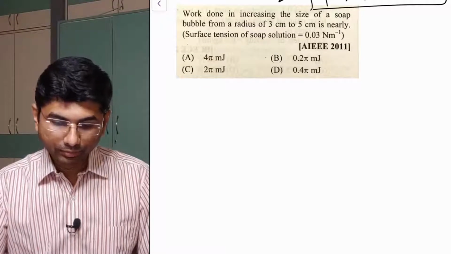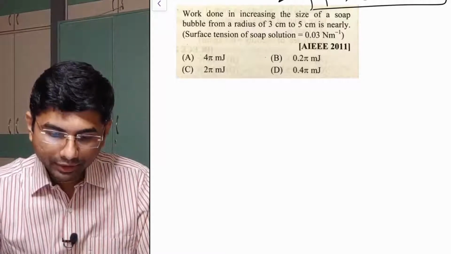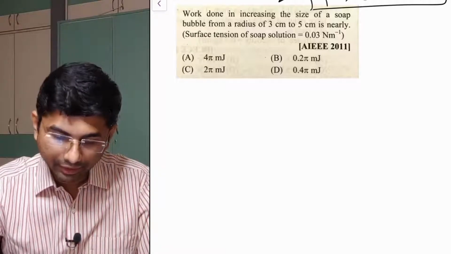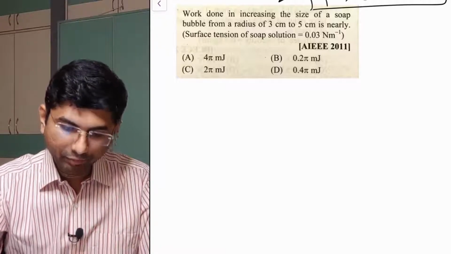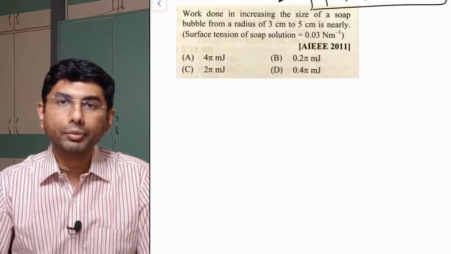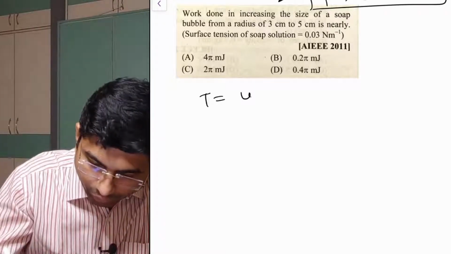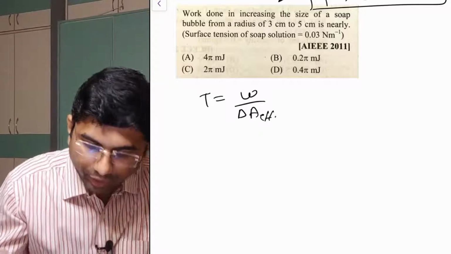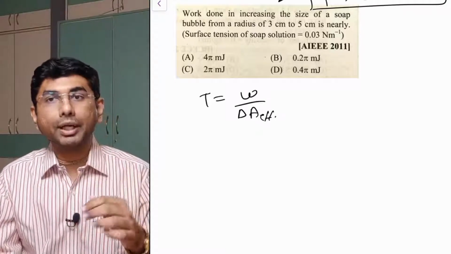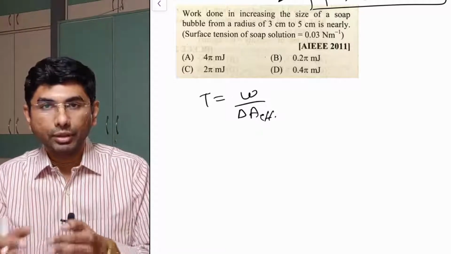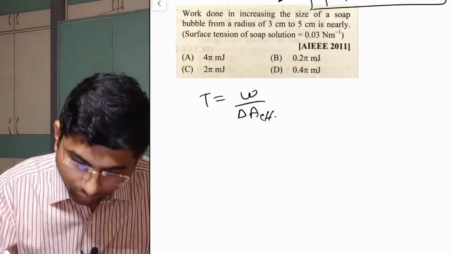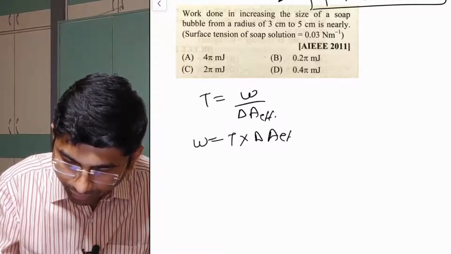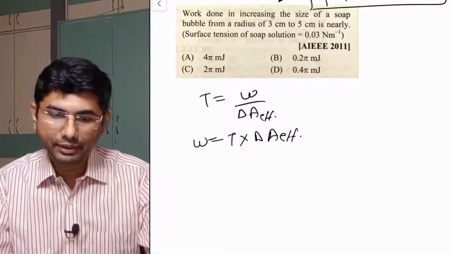Okay, the next question. Work done in increasing the size of a soap bubble from a radius of 3 cm to 5 cm is nearly. Now we need to know work done. We know that tension is equal to work done upon change in area. Now this is effective area. Here it's a soap bubble, meaning I need to consider the area inside and the outside. Both the areas are increasing. Work done W is equal to tension into change in effective area. That's what will be our formula here in this case.